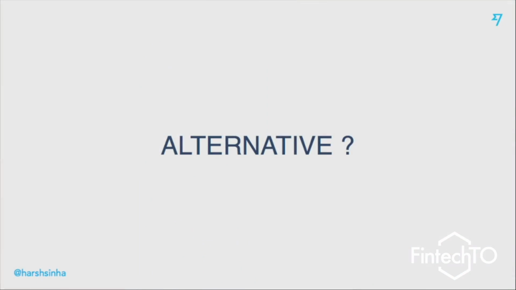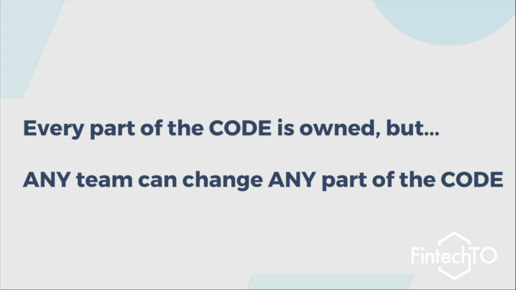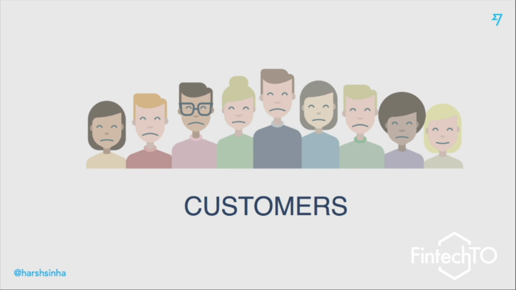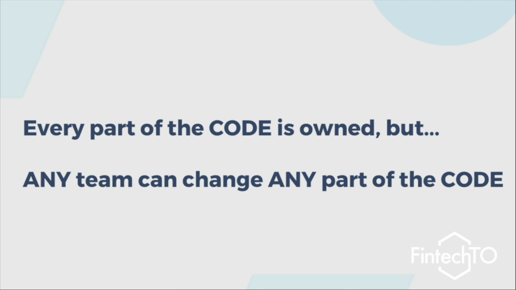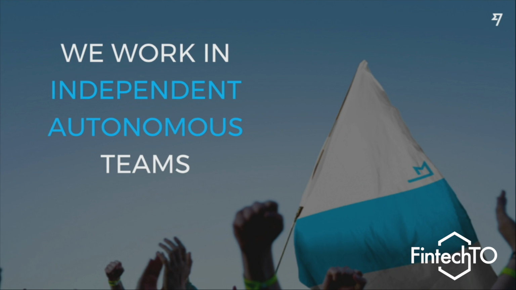So the alternative that we use is, oops, sorry, I skipped a bunch. Okay. So the way we organized was we worked in independent autonomous teams. The idea was we built vertical teams which solve specific customer problems.